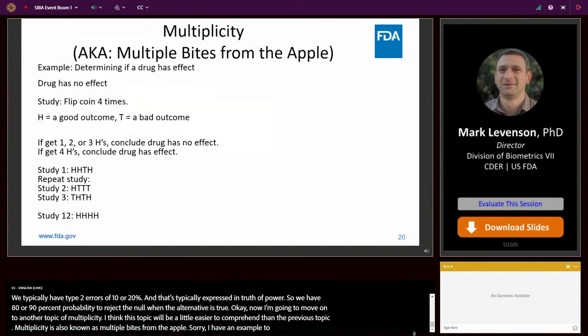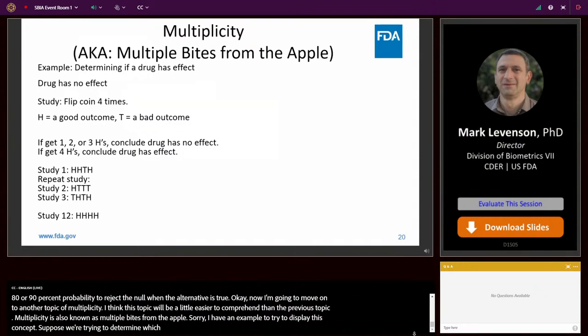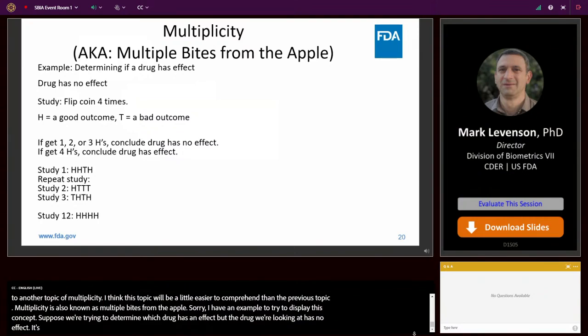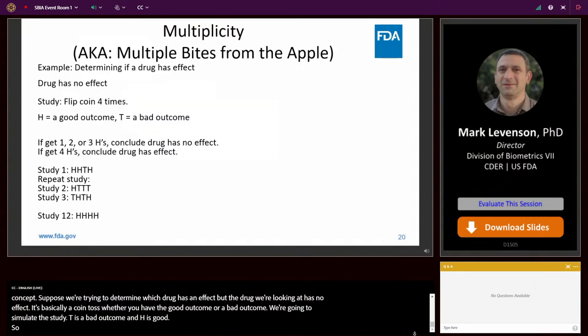Suppose we're trying to determine if a drug has an effect, but the drug we're looking at has no effect. So it's basically a coin toss whether you have a good outcome or a bad outcome. So we're going to simulate the study by flipping a coin 4 times, and every time you get an H, that's a good outcome for a patient, and a T is a bad outcome for a patient. Our decision rule is if we get 1, 2, or 3 heads, we conclude the drug has no effect. If we get 4 heads, we conclude the drug has an effect.